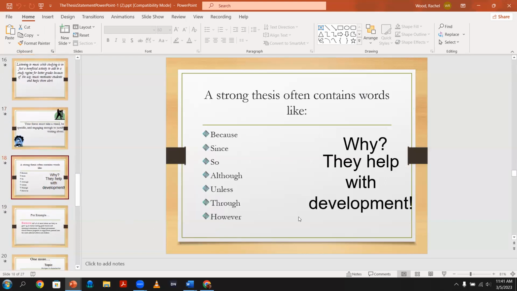Now, a strong thesis will contain words such as because, since, so, although, unless, through, and however. Why do they contain these words? Because they help with development, especially when you're looking at argumentative thesis statements.